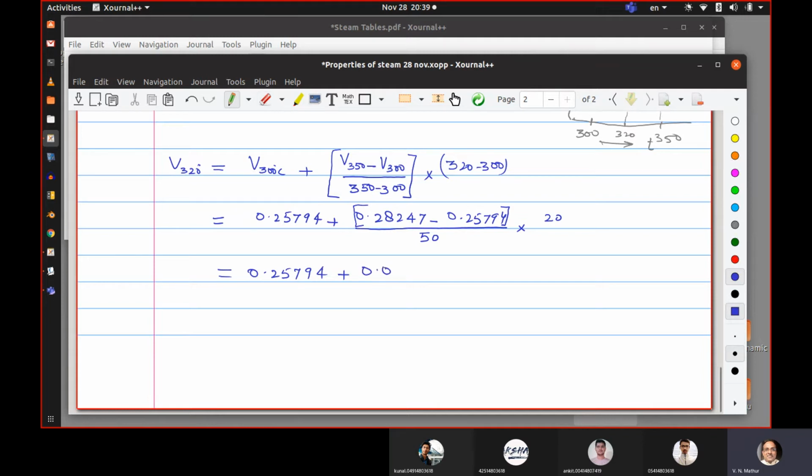This is 0.009812. So if you add this to 0.25794, we get 0.26775 meter cube per kg. Have you understood the interpolation?